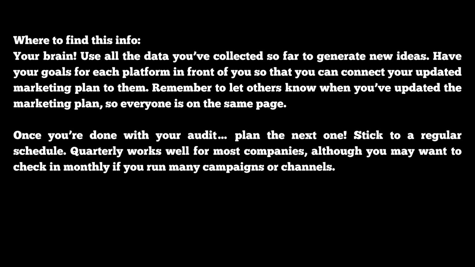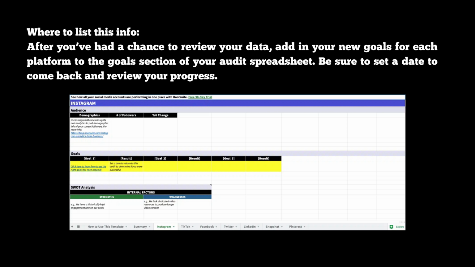Where to find this info? Your brain. Use all the data you've collected so far to generate new ideas. Have your goals for each platform in front of you, so that you can connect your updated marketing plan to them. Remember to let others know when you've updated the marketing plan, so everyone is on the same page.